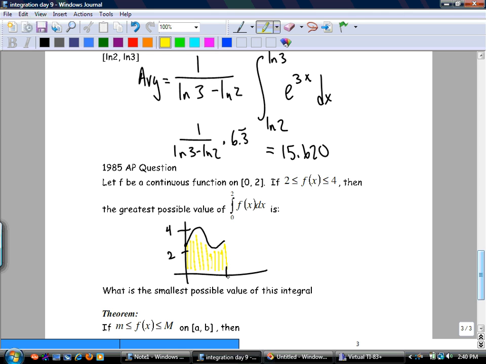What's the biggest this area could be? And just stop and think. What's the biggest the area could be? 8. Right? It's this rectangle. It could be 8 units. What's the smallest it could be? No, not 0. No. What's the pink color area? Yeah. 4.